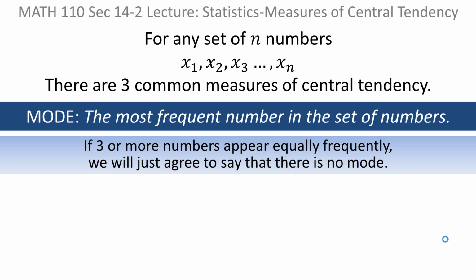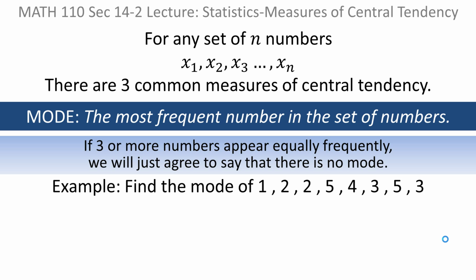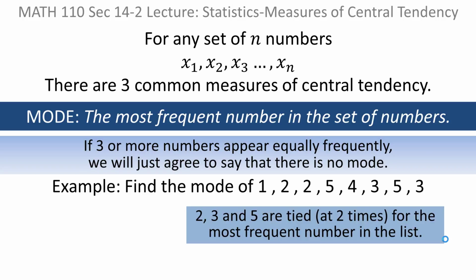That's a bimodal set of data. If we have 3 or more numbers that appear equally frequently, we're just going to say that there is no mode. Once you get above 2, it becomes sort of difficult to talk about mode. So we'll say that if there are 3 or more numbers that have the same frequency, there is no mode. For example, if I have the data 1, 2, 2, 5, 4, 3, 3, 5, 3... 2 appears twice, 3 appears twice, and 5 appears twice. Since there are 3, we'll just say there is no mode.